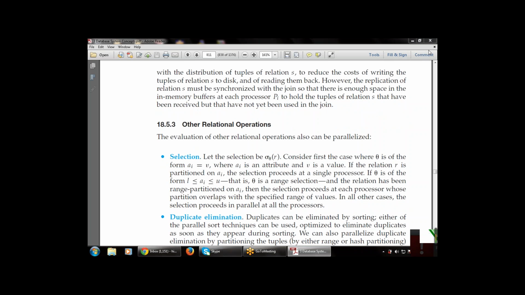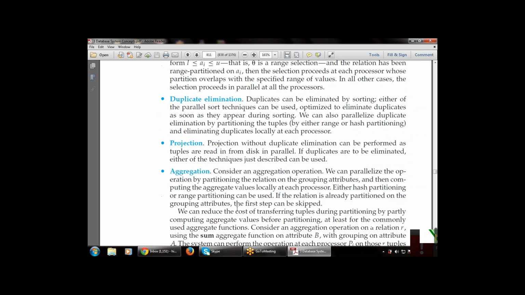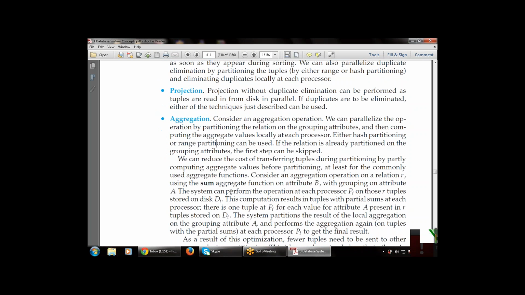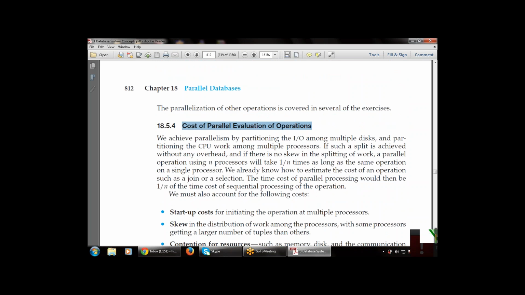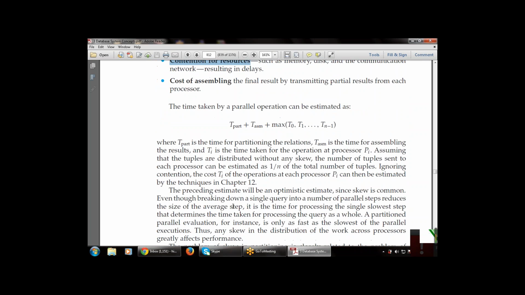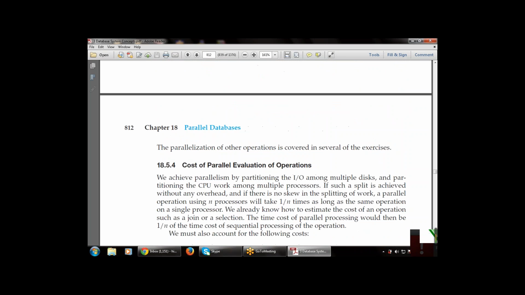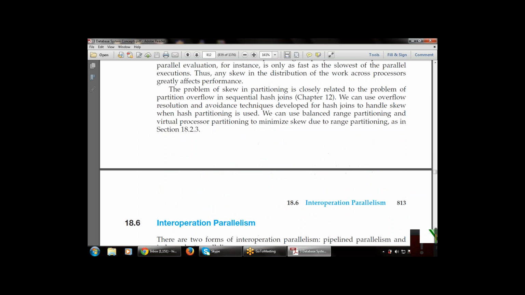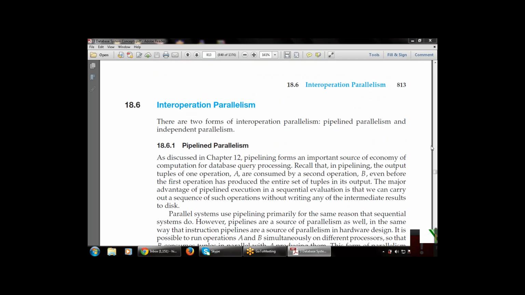Then there will be duplicate elimination. Then there will be projection, that is, projection without duplicate elimination. Then there will be aggregation, that is, aggregation using grouping. Then what are the various costs available for the proper evaluation of the operation? One is the startup cost, one is the skew cost, one is the contention for resources, then the cost of the assembly. So these are the various costs used in intra-operation parallelism, or we can say inter-operation parallelism. Now next is the intra-operation parallelism, that is, within the operation.